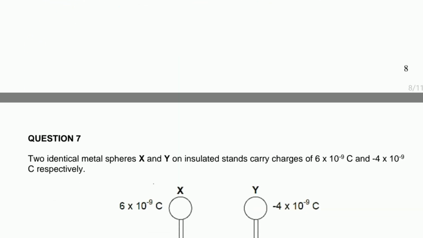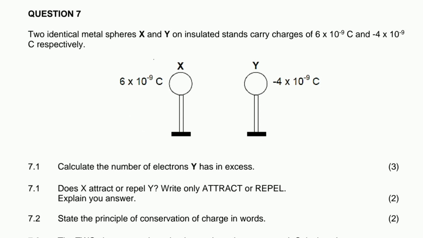Let's go to question 7. We're almost done. Two identical metal spheres X and Y on isolated stands carry charges of 6 times 10 to the minus 9 coulomb and 4 times 10 to the minus 9 coulomb respectively. Calculate the number of electrons Y has in excess. Very simple. To calculate the number of electrons, you have to use charge quantization. I have a video on that one. Please, if you think you're going to get confused, just watch it. This one is easy, but it could be complicated.